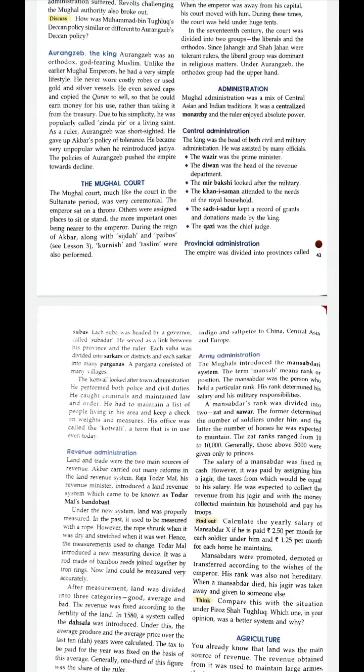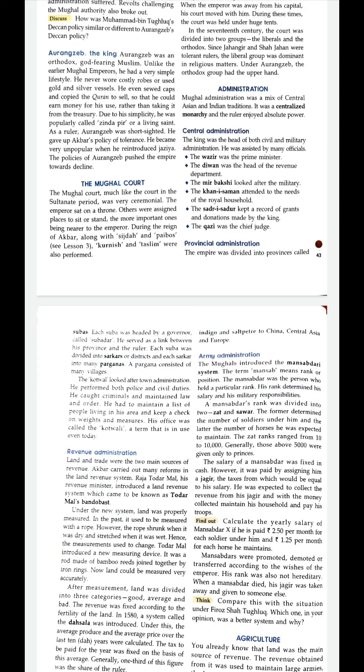Clear? Now next is our provincial administration. Now we will see the empire was divided into provinces called Subha, and this Subha was headed by a governor called Subedar. Clear? And this Subedar served as a link between the provinces and the ruler. Clear? Now this Subha was divided into Sarkars or districts, and each Sarkar was divided into many Parganas, and these Parganas consisted of many villages.